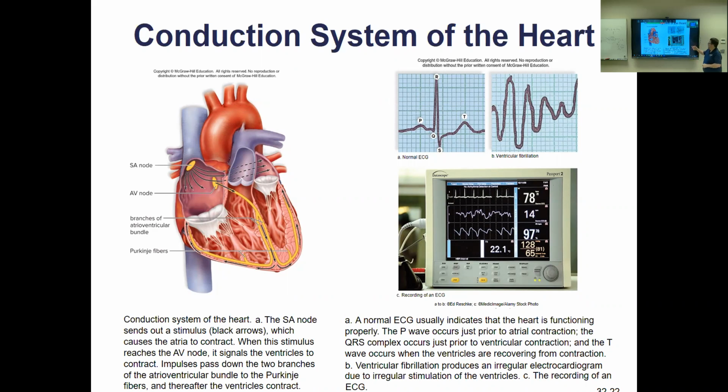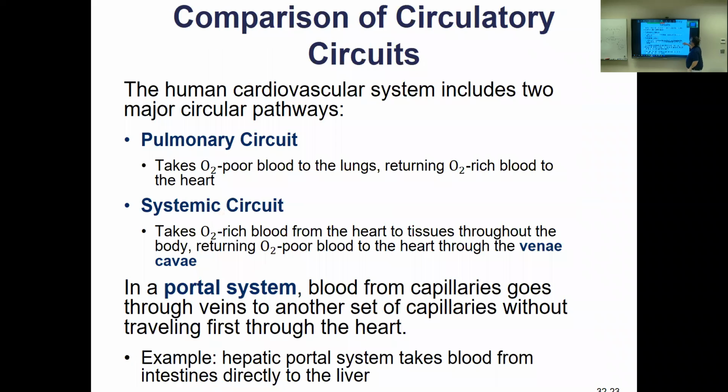Pacemakers are just machines that help the SA and AV nodes. A lot of people, when they have a heart attack, it damages the electrical system of the heart. And some people just have a birth defect. You've got a bad SA node, so a pacemaker can be a life changer. It can change your life, save your life. Okay, pretty cool. We already mentioned pulmonary and systemic circuit.